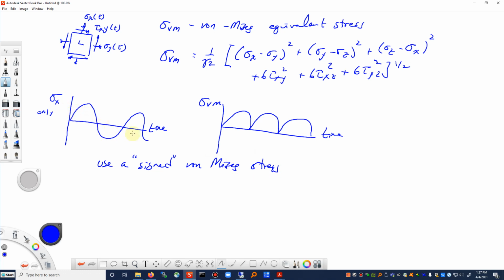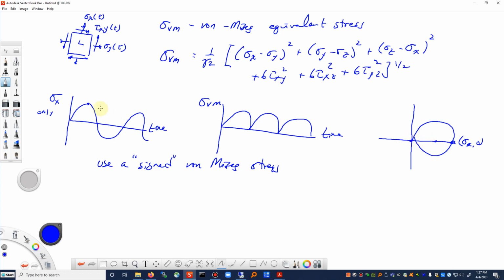So let's take this situation where we have this sigma x only. What does that Mohr circle look like? When we're going positive, it starts this way. It gets bigger and bigger and bigger. Then it starts to decrease. It gets smaller and smaller and smaller.